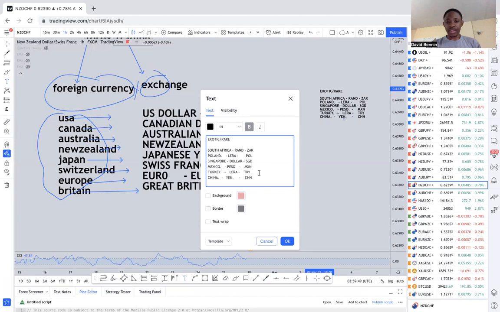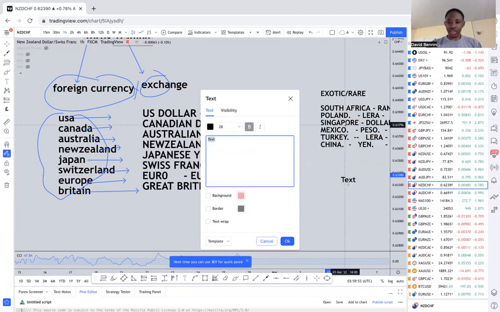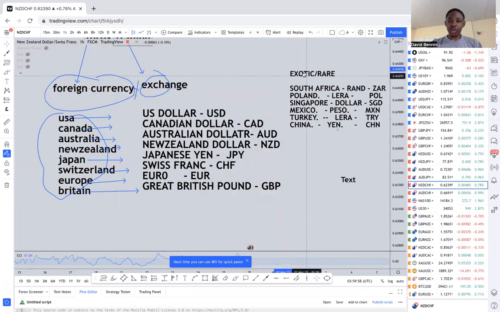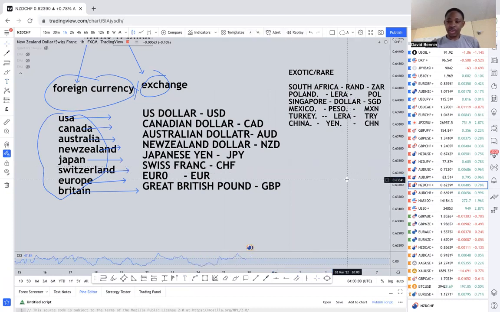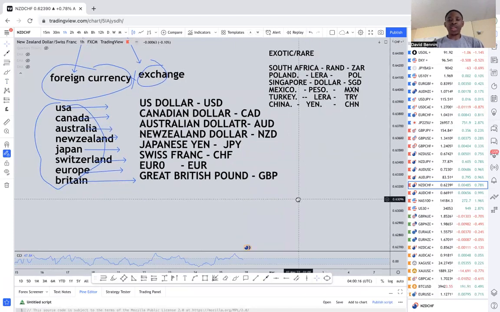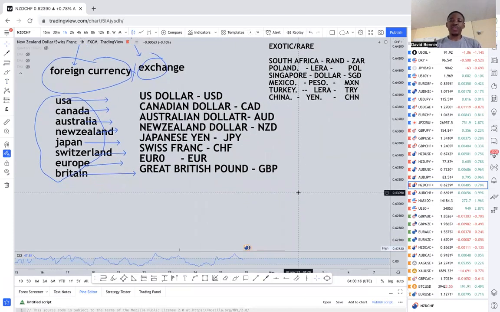So these currencies are referred to as exotic currencies because they are rare. Rare means they are not commonly traded. The US, Canada, and the other major ones are commonly traded. These ones are not commonly traded, so we call them the rare currencies or the exotic currencies. But the currencies are not traded individually. You cannot just trade a US dollar.